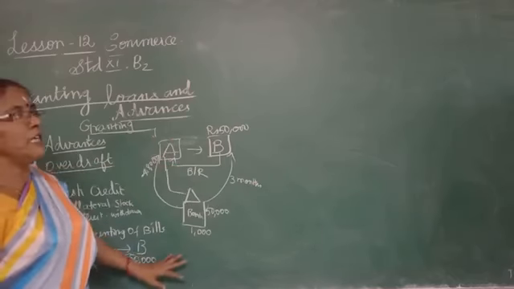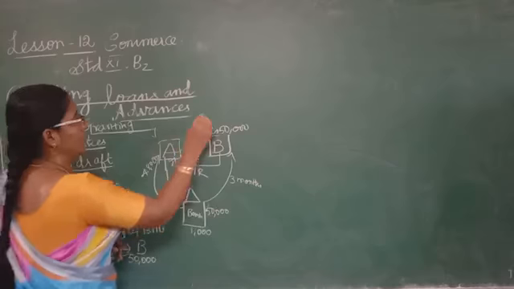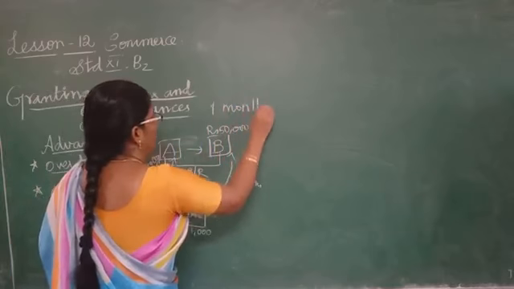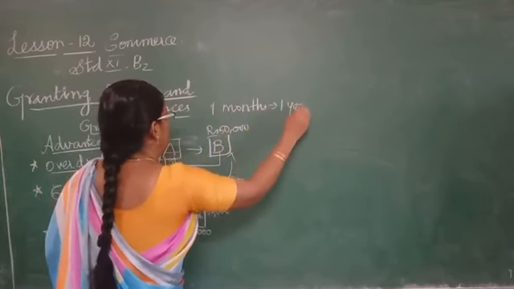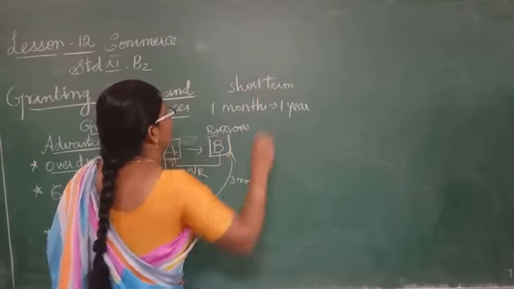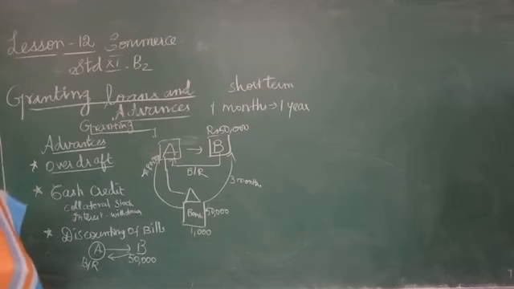So this is called discounting of bill. This is the advances granted by the bank. Now let us see about the loans. Advances means short term, 1 month to 1 year. That is called short term. Short term loan means 1 month to 1 year. This is called short term. Now let us see about the loans.